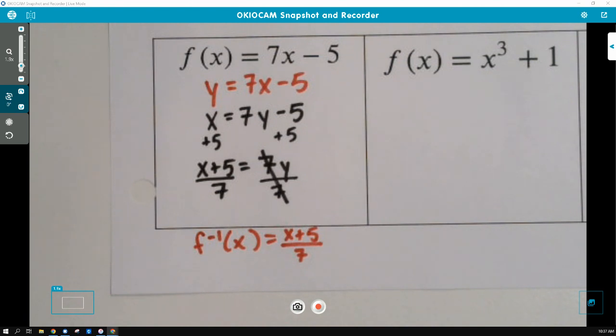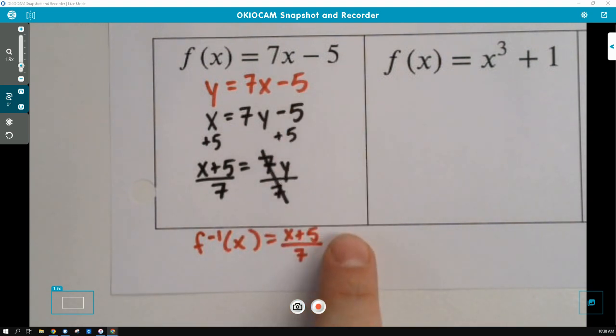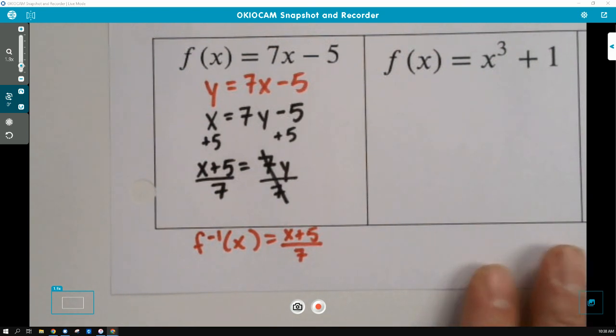So basically, the inverse has to be both the opposite operations and the opposite order. So we multiplied by 7 and then subtracted 5. And this one we add 5 and then divide by 7. So it's going to end up being the opposite operations in the opposite order. All opposites all the time. Okay, questions on that one?